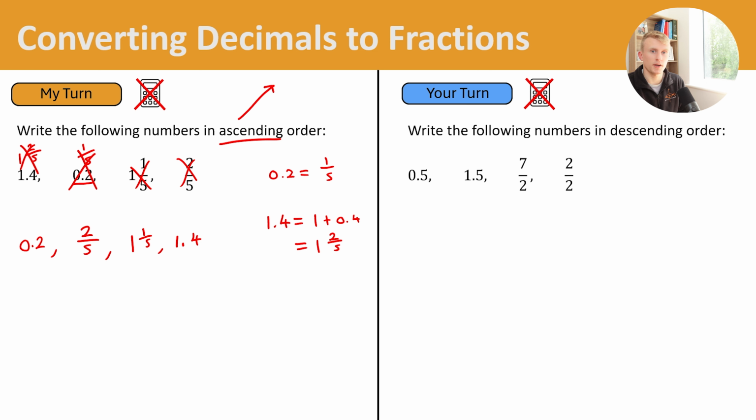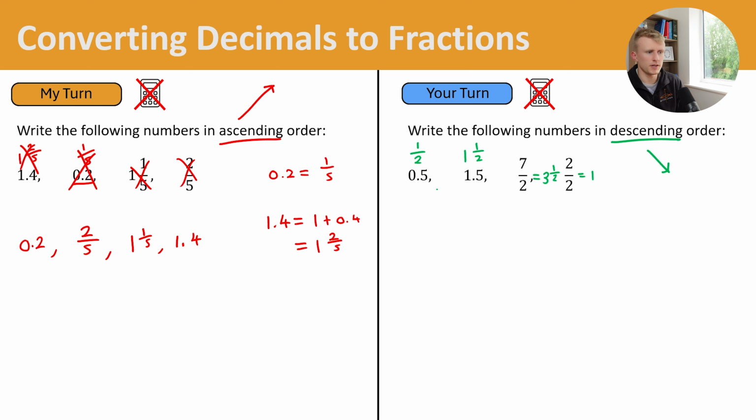Pause the video and give this one a go. So write the following numbers in descending order. To descend means to go from the largest to the smallest. And this time we want to turn them all into fractions like we did before. So 0.5 is 1/2. 1.5 is 1 1/2. And we can write it as a mixed number like that. And let's turn this 7 over 2 into a mixed number. So 2 goes into 7 3 times with 1 left over. So 3.5. And 2 over 2 is 1.